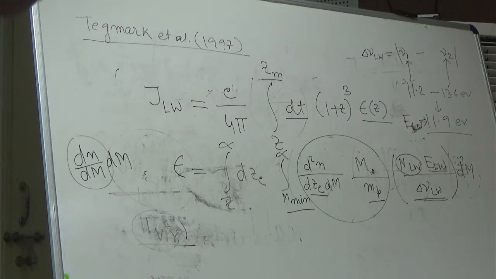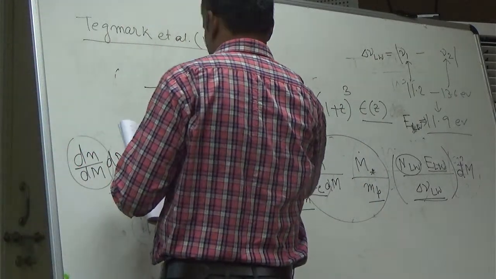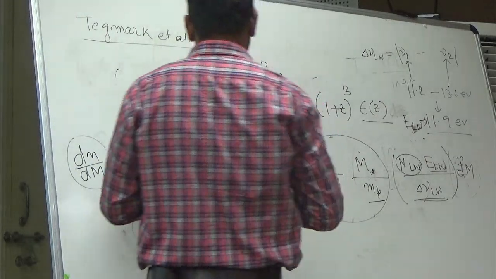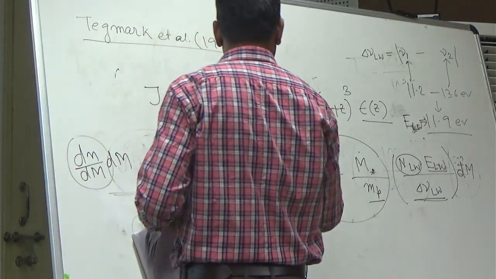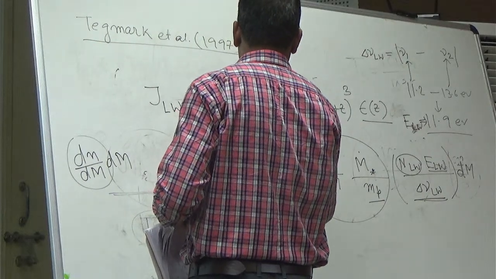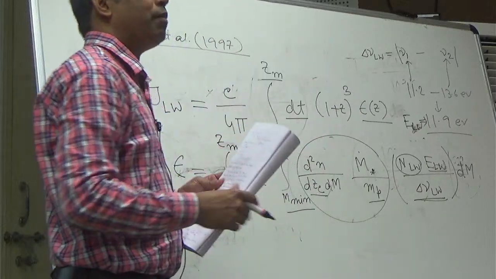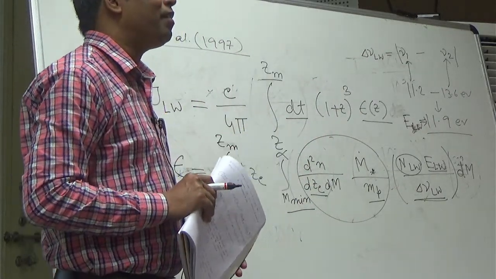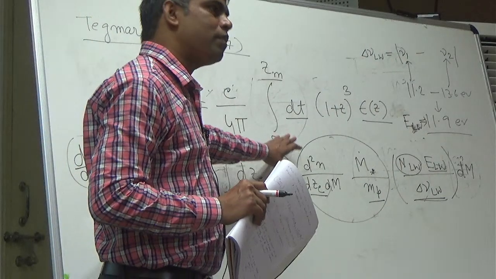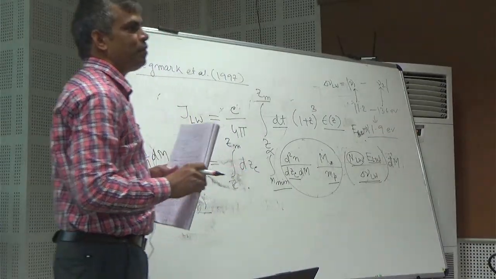So all kinds of halos can emit Lyman-Warner photons. No, this is wrong. Sorry. This cannot be infinity. This is some z, some maximum z. This cannot be infinity, but the minimum mass can actually go to infinity.